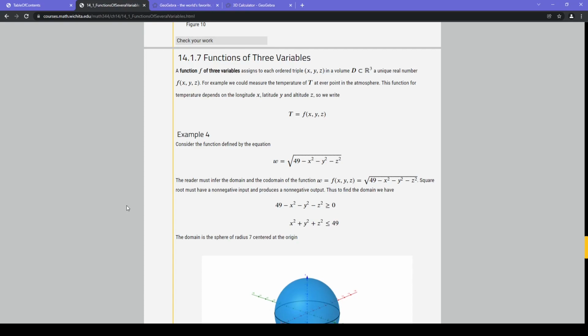Next up, we have functions of 3 variables.